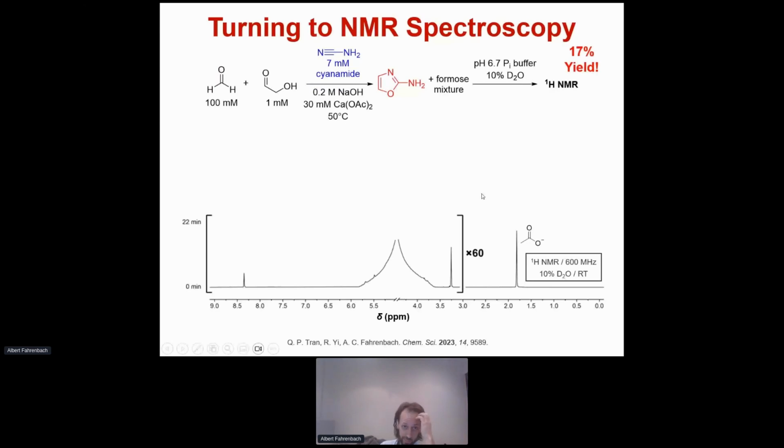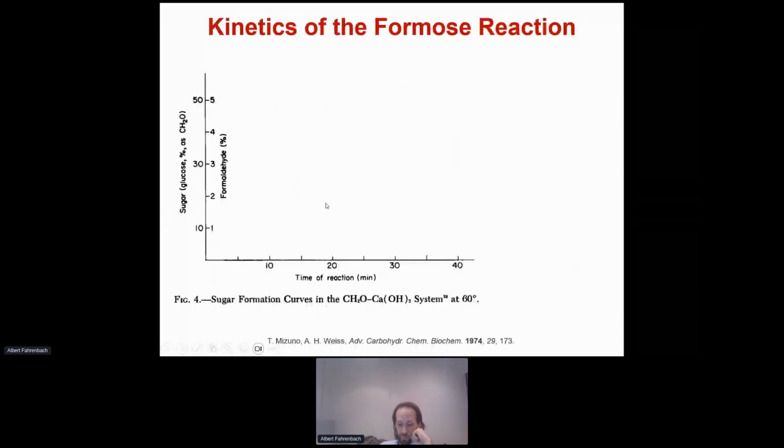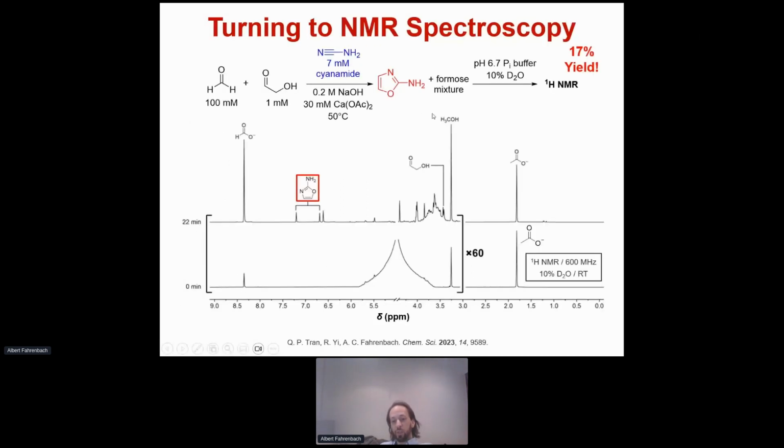So first we looked at the NMR just to see if we could actually make 2-aminooxazole. All we did here was take some formaldehyde and a little bit of glycoaldehyde, reacted under formose conditions with cyanamide initially added. And you can see in the NMR at the beginning, we see just some acetate from the calcium, methanol and formate from the Cannizzaro reaction. But then after 22 minutes, you can see these peaks for 2-aminooxazole, and we measured a 17% yield, which is not too bad for a prebiotic reaction, I would say.